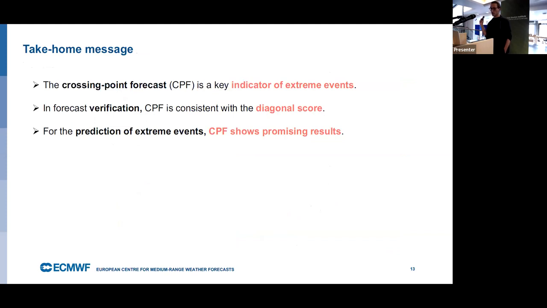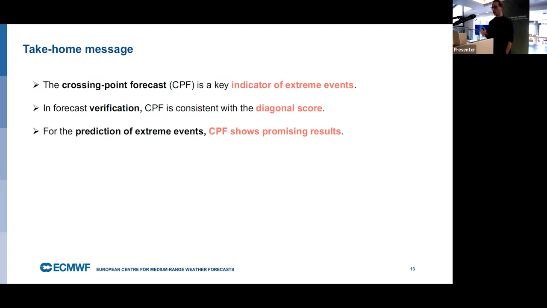So the take-home message is here. This idea of crossing point forecast is a new way to communicate about extreme events, a new indicator for extremes. Interestingly, it has a link with the way we do verification, and we look at proper scores, and this special link with the diagonal score. And in terms of results and performance, I would say that the results are quite promising.